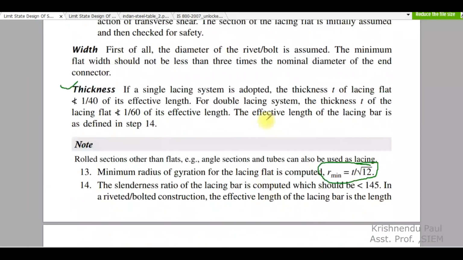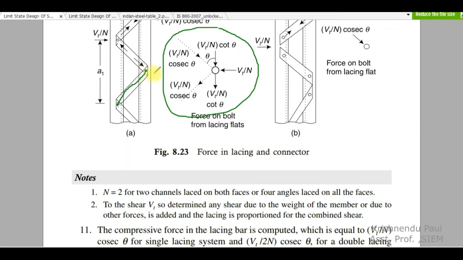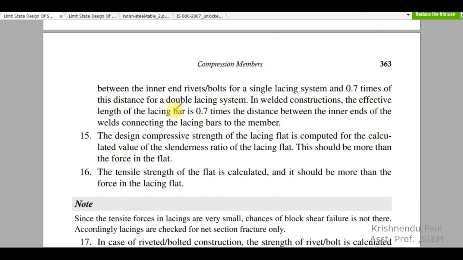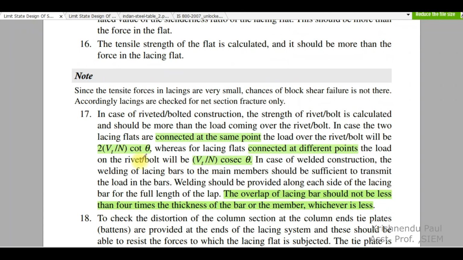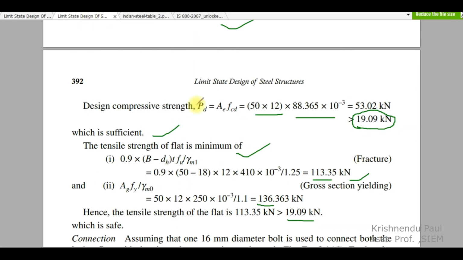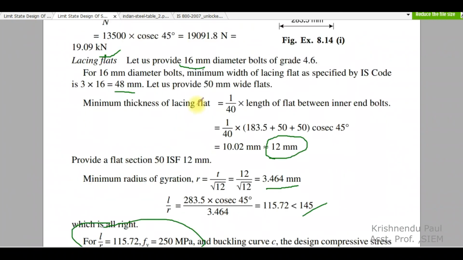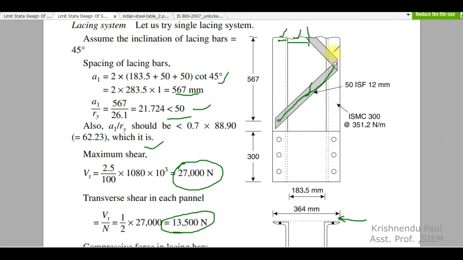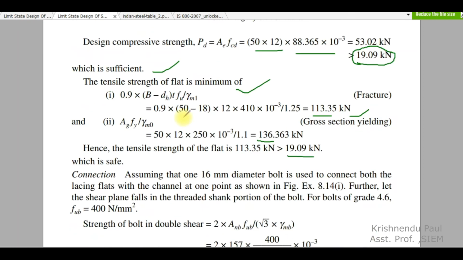Now this connection. If we use this type of connection, where one bolt is connecting these two lacing bars, then the force on the lacing bar is how much? It is 2 into Vt by n cot theta. If one lacing bar is connected by one bolt, then it is Vt by n cosec theta. In that case, they have connected it like this, so 2 into Vt by n cot theta will be used.